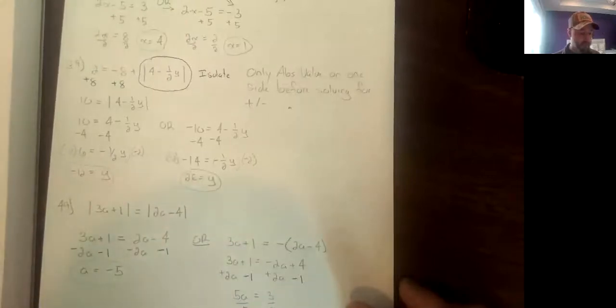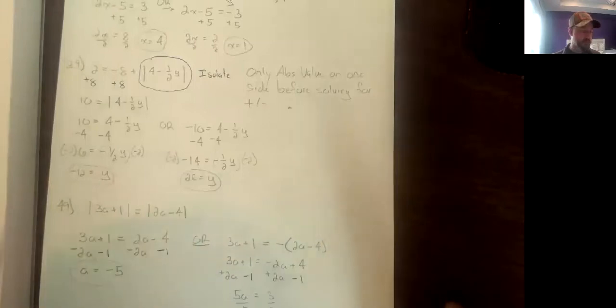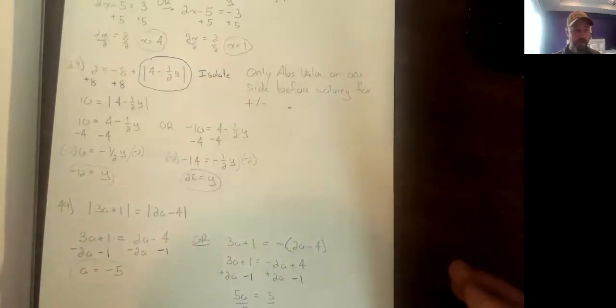All right, now the next one, 2.7, will be inequalities of absolute value. It's going to be a little bit longer, so buckle up.